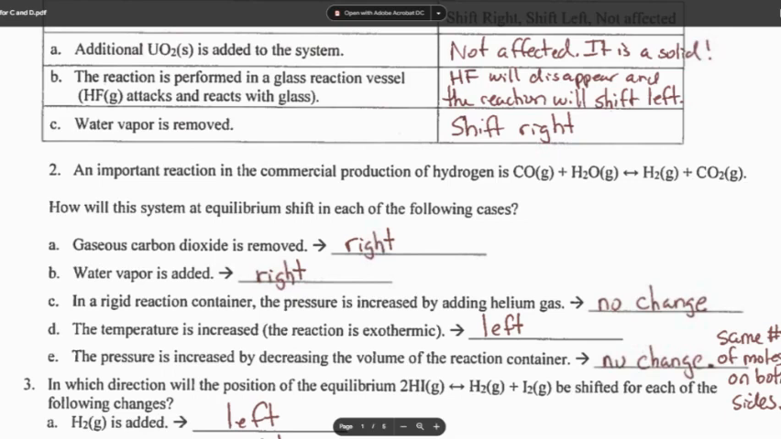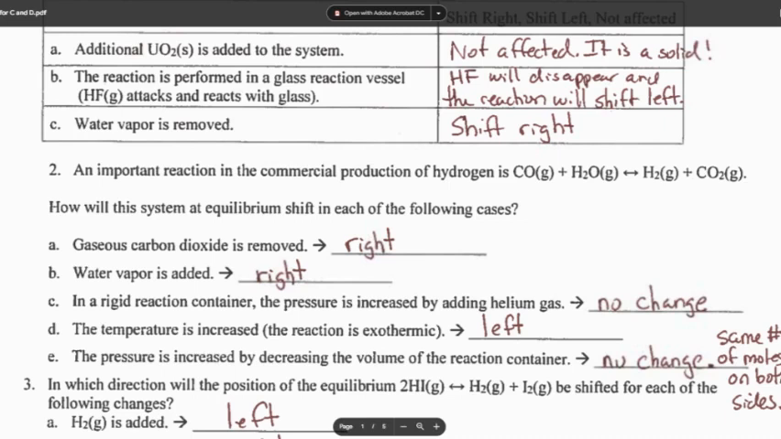In a rigid container, the pressure is increased by adding helium. Helium is not a part of this container at all. The reaction is not going to shift in either direction because helium is an inert gas and has no impact. The temperature is increased. And then it says real slyly that this reaction is exothermic. So typically this reaction is exothermic and it gives off heat.